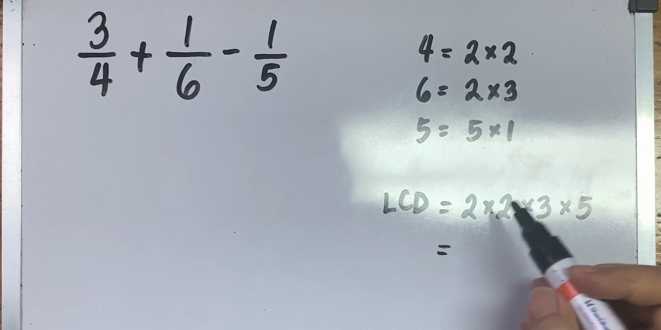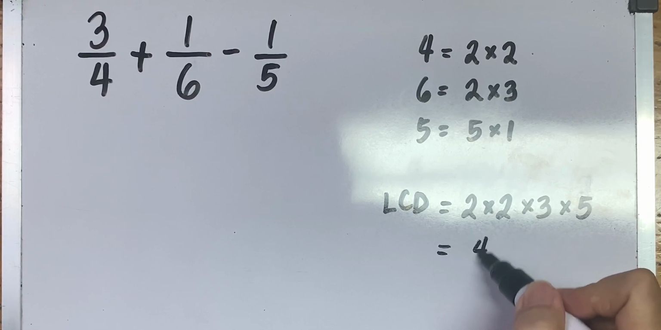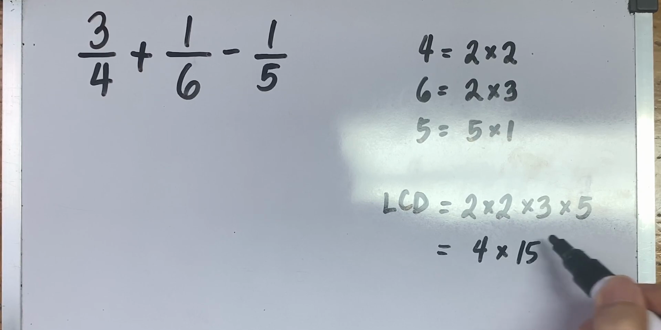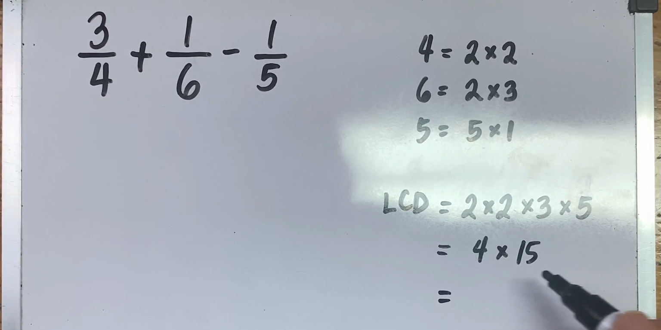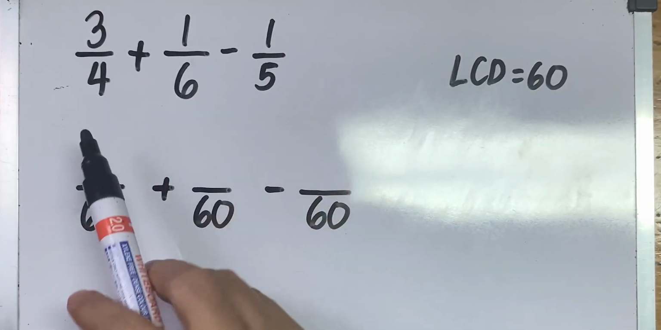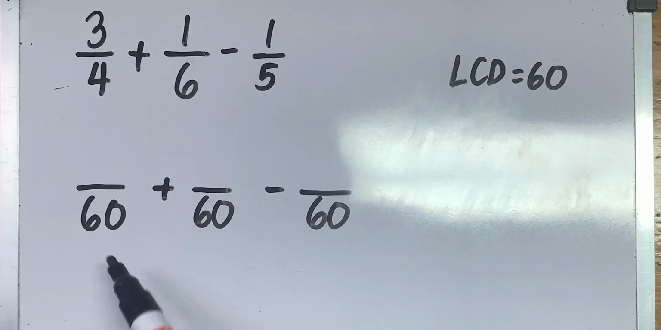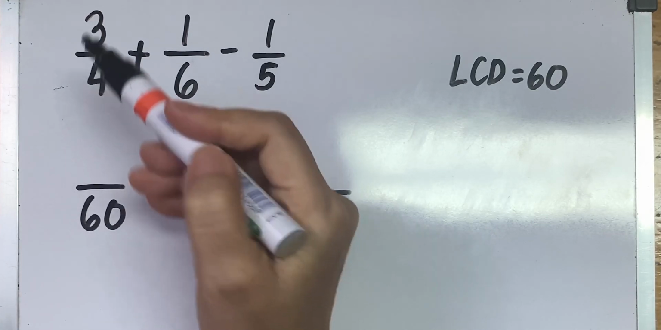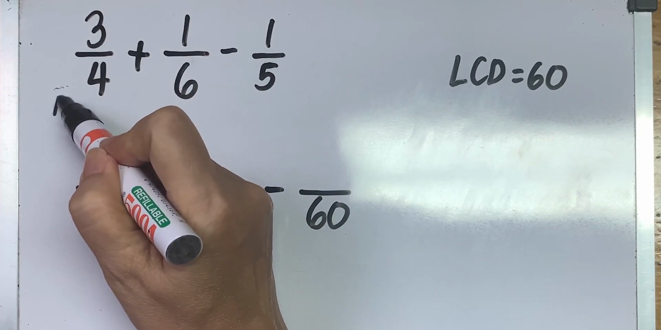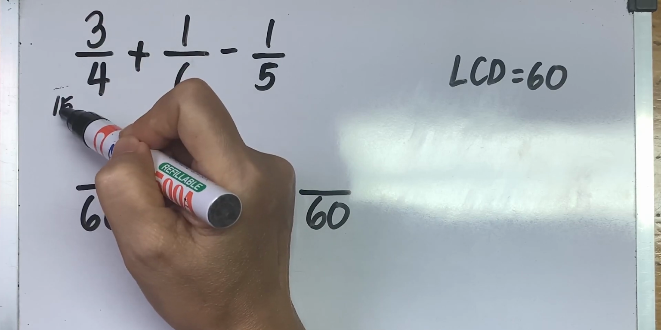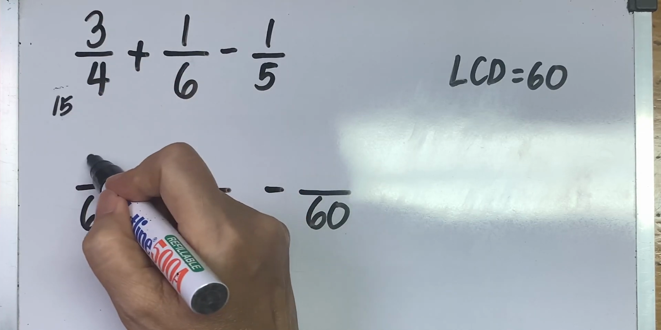And then let's multiply them together. So 2 times 2 is 4, times 3 times 5 is 15. Multiplying 4 times 15 gives us 60. So our least common denominator is 60. So let's express each of them as an equivalent fraction. For this fraction to have a denominator of 60, we multiply 4 by 15. Likewise, we also multiply 3 by 15. So 3 times 15 is 45.